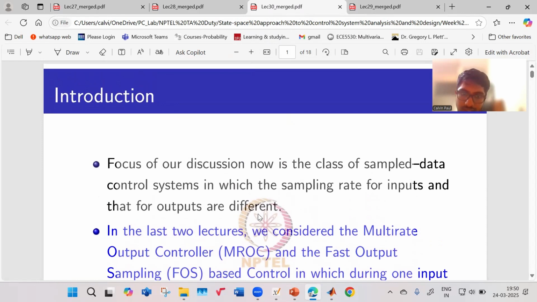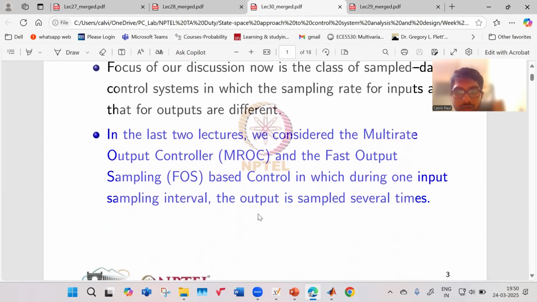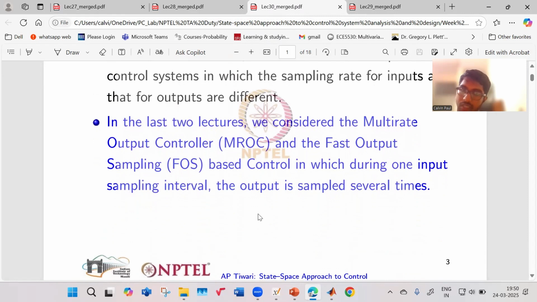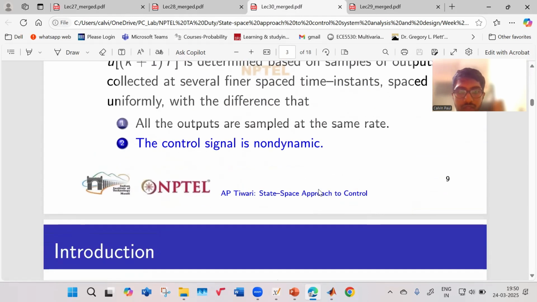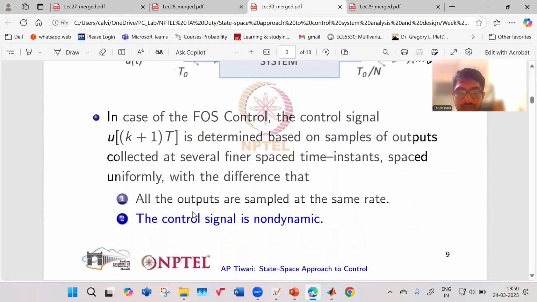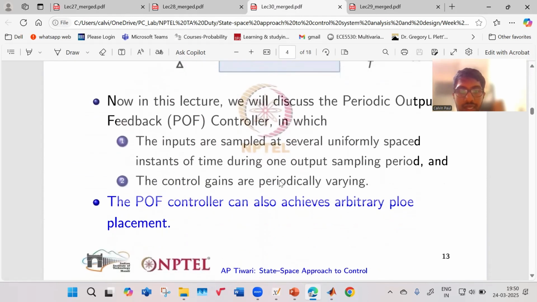We'll consider a class of sampled data control system, where the sampling rate for inputs and for outputs is different. In the previous two ways, multi-rate output controller and fast output sampling controller, the output is sampled several times in one input sampling interval. But now, the outputs are sampled at the same rate, and the inputs are sampled at several uniformly spaced instants of time during one output sampling period. Okay, and the control gain is periodically varying.